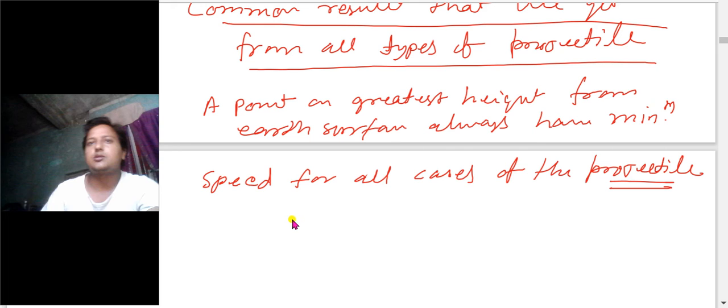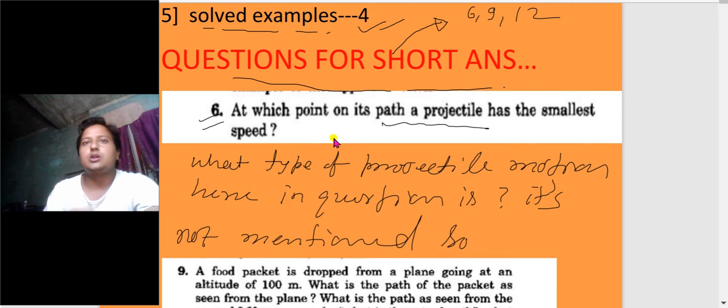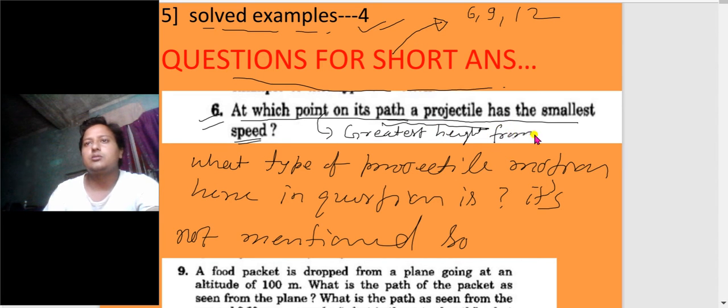So, at which point on its path does a projectile have the smallest speed? Greatest height. The point is the greatest height from Earth's surface. This is our answer.